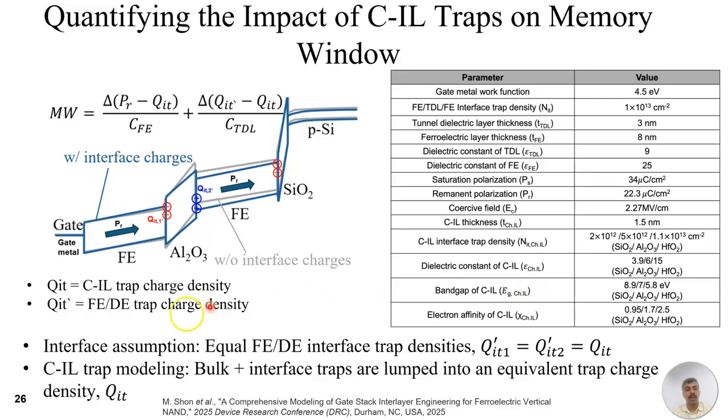that we have made. First is the interface assumption. The QIT prime, which is the interface trap density responsible for memory window enhancement, is assumed to be equal at both the interfaces. Moreover, in a practical scenario, the interface traps in the CIL material are spatially distributed, but to simplify the modeling, we assume that the trap charges that are spatially distributed are lumped into an equivalent trap charge density, which is QIT.